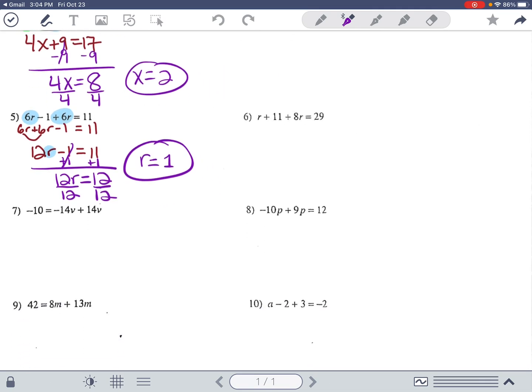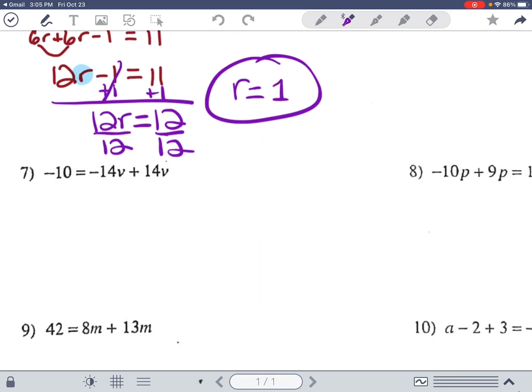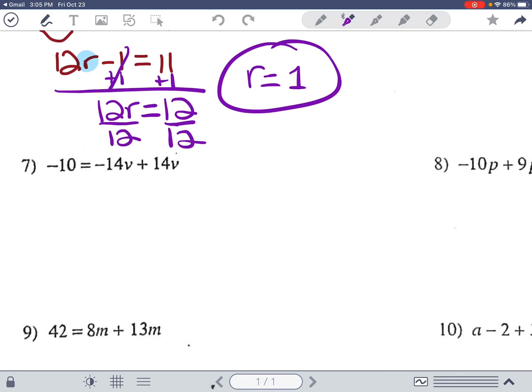Let's do number 7 together. You need to be able to do these, or watch me practice doing these so that you will be able to do them on your IXL. So in this number 7, we notice that -10 is on the left-hand side of the equal sign. On the right-hand side, we have -14v and positive 14v, or plus 14. And we know that if we put in the calculator, -14 plus 14 equals 0.